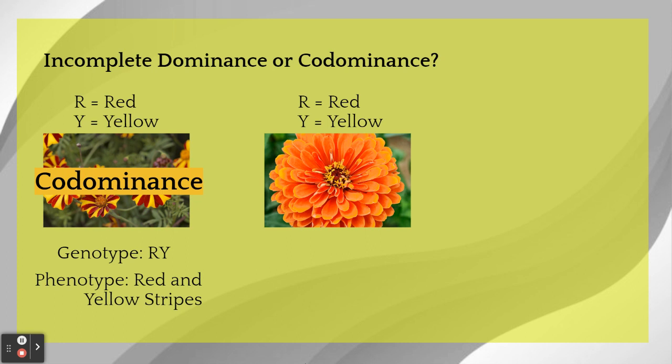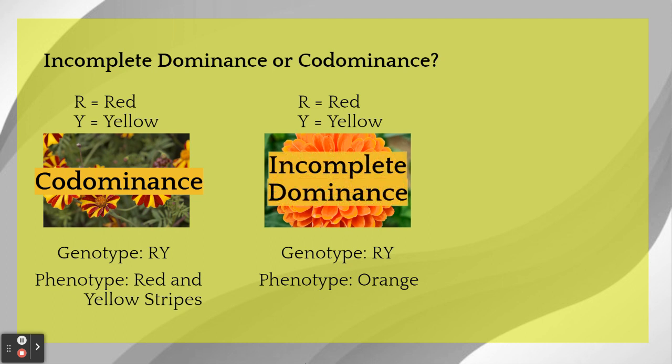For this flower, same alleles, R and Y. If this flower is heterozygous, they have an R allele and a Y allele. But instead of creating stripes, these colors are actually mixing together to create a new color, orange. This would be incomplete dominance. So they're both mixing together, they're blending.